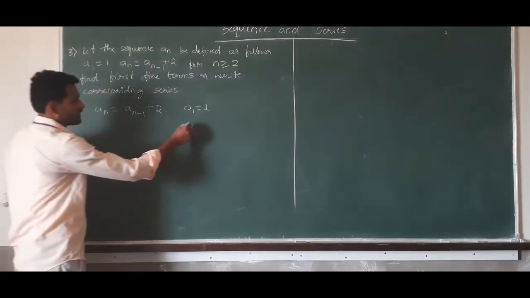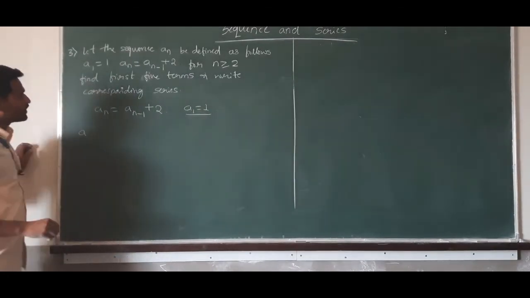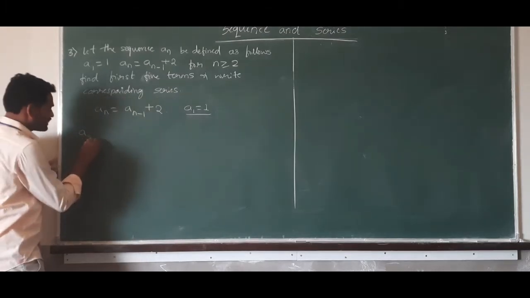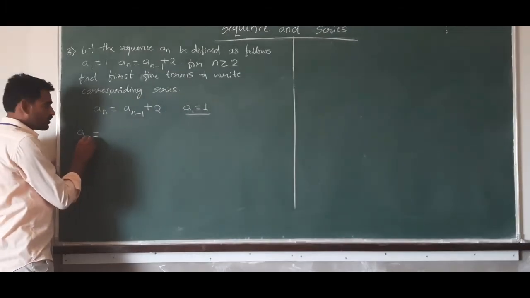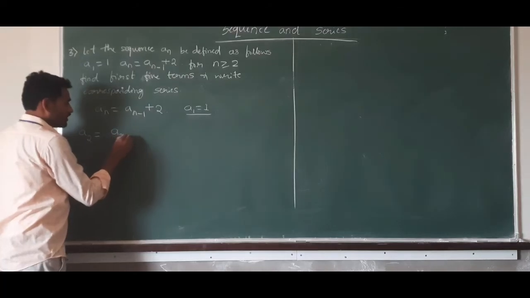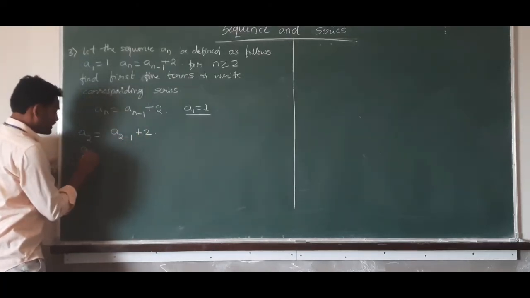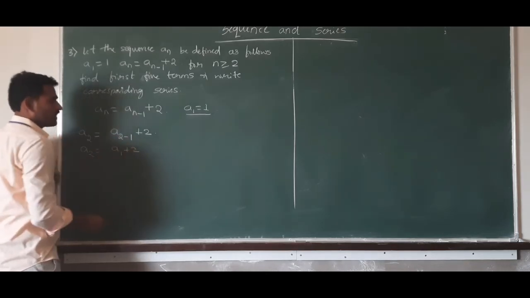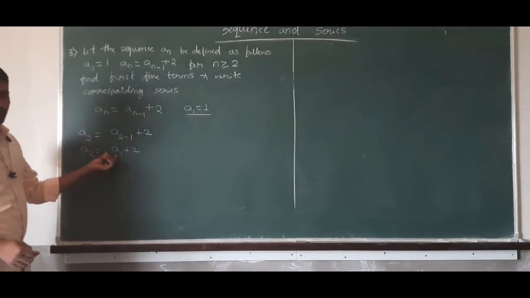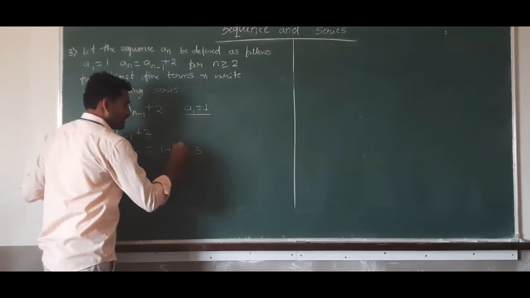So they have already given the first term. We have to find the remaining terms. Means a2 is equal to, so we have to put the value of n is equal to 2. So a of 2 minus 1 plus 2. a2 is equal to a of 2 minus 1, that is a1, plus 2. They have already given the value of a1. So it is equal to 1 plus 2 is equal to 3.